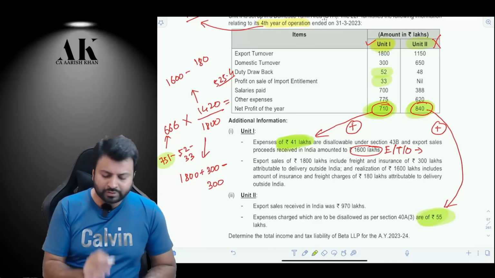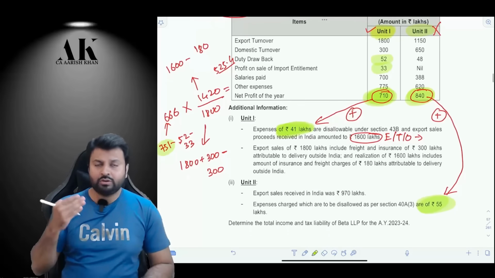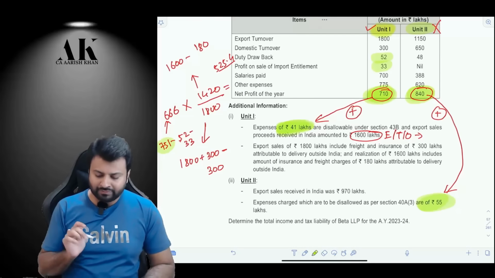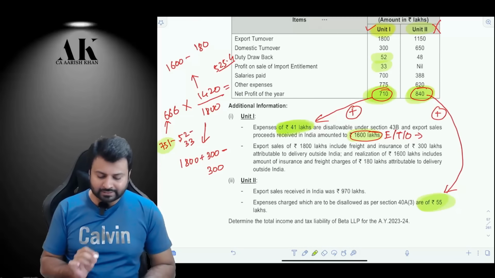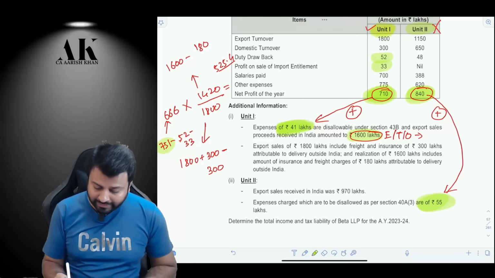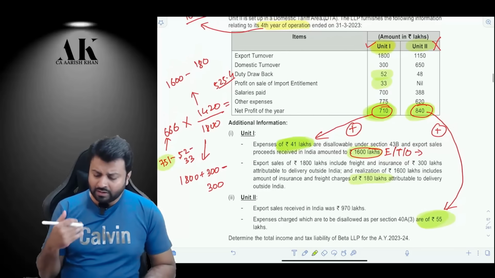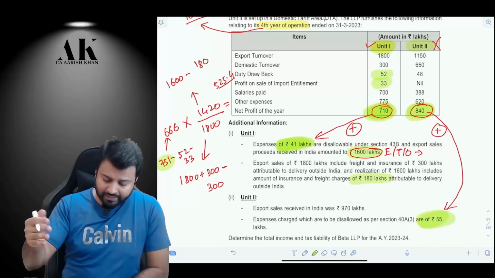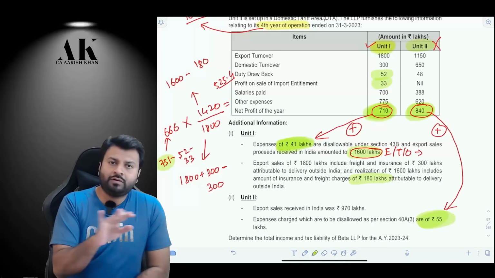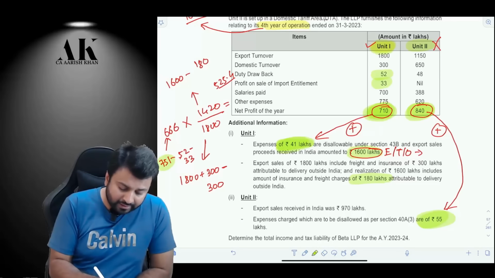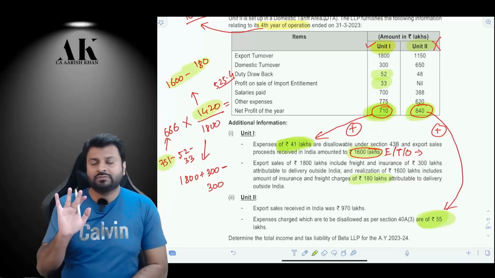Okay. Then you have to compute the export turnover. Export turnover includes only that turnover which has been received in India in convertible foreign currency. How much is received? 1600 is received. Now, out of 1600, 180 rupees is with respect to what? Out of 1600, 180 is with respect to insurance and freight, and therefore insurance and freight will not form part of export turnover. So out of 1600, I am removing 180, therefore my export turnover is 1420.